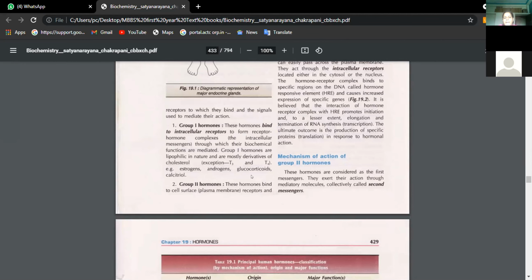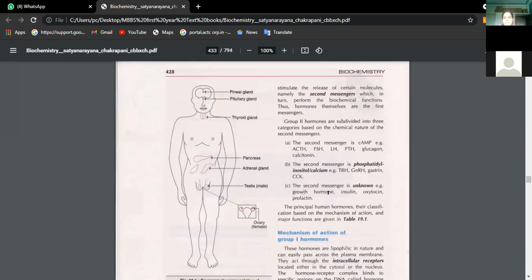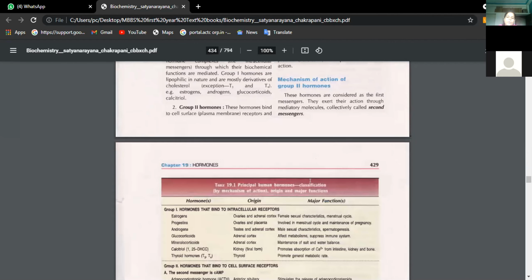Group 1 hormones act in one way, and group 2 hormones generally act through this GTP, G receptor, especially making use of second messengers. Okay, so cyclic AMP, GTP and all come under group 2. Now let us see group 1 first.